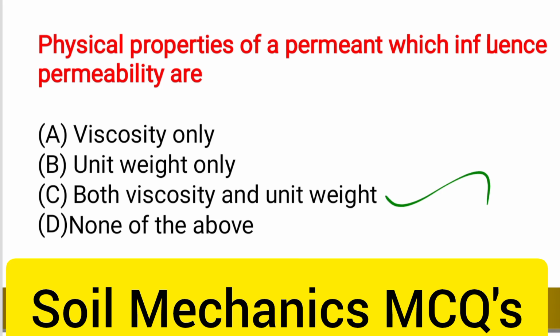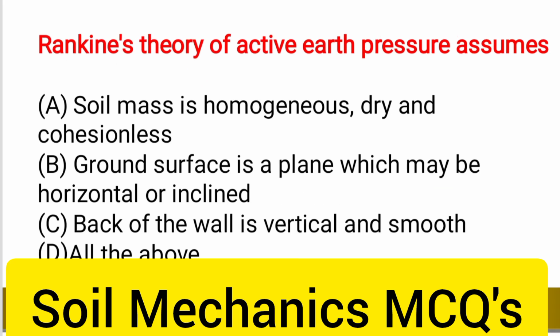Next question, Rankine's theory of active earth pressure assumes: option A, soil mass is homogeneous, dry and cohesionless; option B, ground surface is plane which may be horizontal or inclined; option C, back of the wall is vertical and smooth; option D, all the above. So the above three assumptions are correct in Rankine's theory. So option D, all the above, is the correct answer.